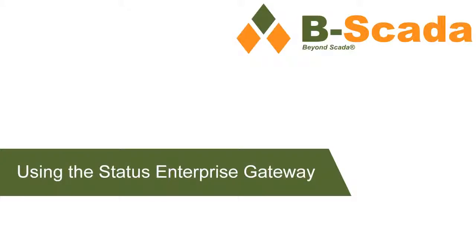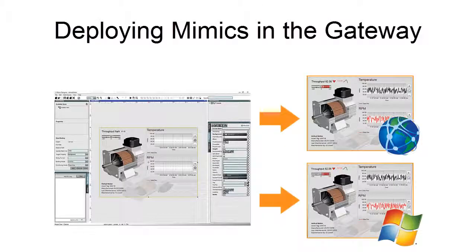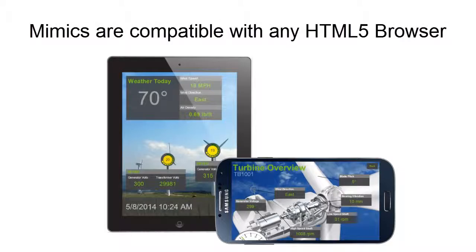In this video, we'll take a look at one of the best features that Status Enterprise has to offer, the Web Gateway. The gateway allows you to take the mimics you've created and display them on the web in an HTML format. This means you can easily set your system up to be able to connect to your model from anywhere you have internet access in a computer. You can even view your mimics on your smartphone or your tablet as well.